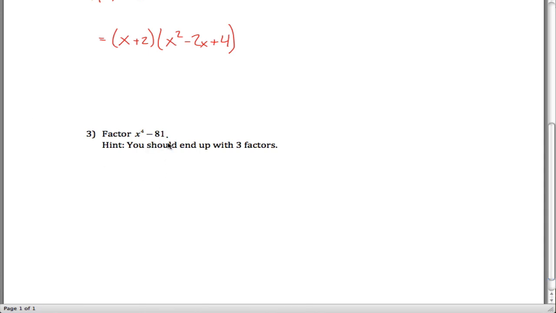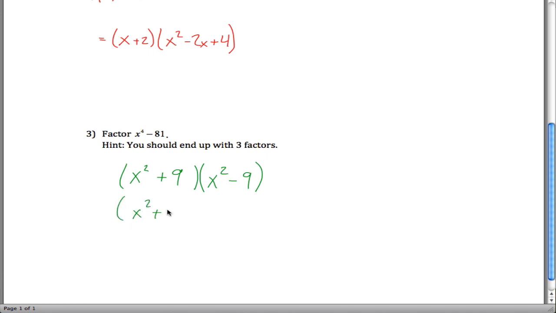Third one, factor this mess, and it says, hint, you should end up with 3 factors. Similar to what we did on our previous problem, we have a difference of squares here. So x to the 4th is a perfect square. It's x squared times x squared. And 81 is a perfect square, so we can write it as x squared plus 9 and x squared minus 9.